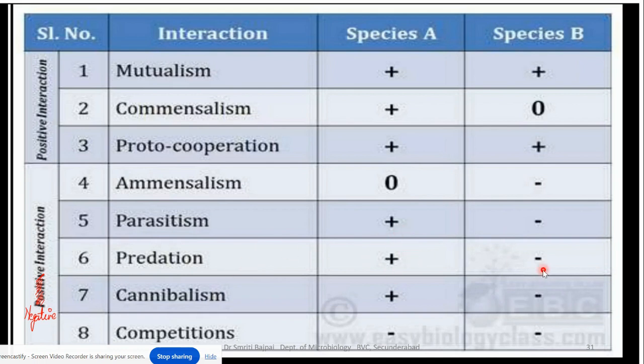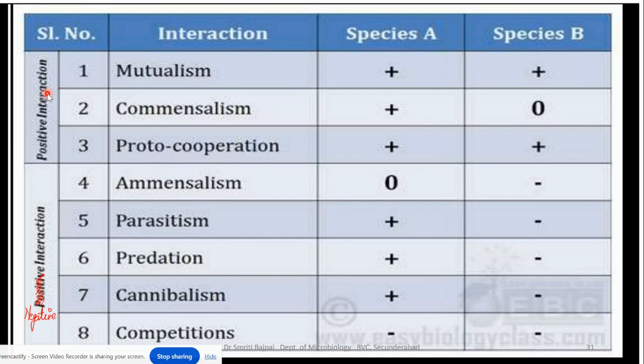Predation: one positive and one negative. Cannibalism: here one is consuming the other, so one species is positive and the other is harmed. In competition, both are negative. So these are the negative interactions and these are the positive interactions.